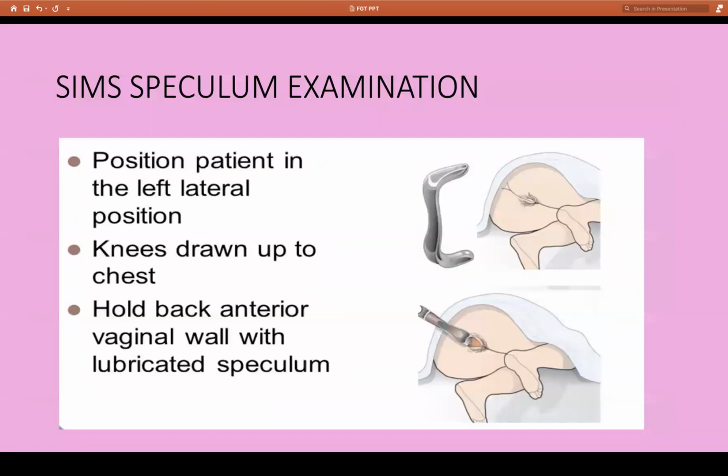In patients who present with prolapse or cystocele, we can do it in the lateral position with the Sims speculum. Ask the patient to lie on her lateral side and bend her legs against the chest, and assess her anterior wall first and then the posterior wall with the Sims speculum.